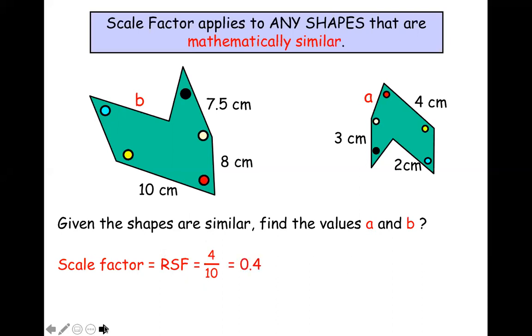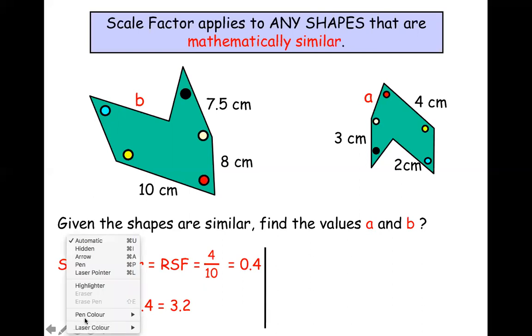So that's 0.4. Now to find A, I'm going to find the length which is between those two angles there, 8, and I'm going to times it by the reducing scaling factor. So 8 times 0.4 is 3.2. So I've got A equals 3.2 centimeter. So that would be my first answer for A.